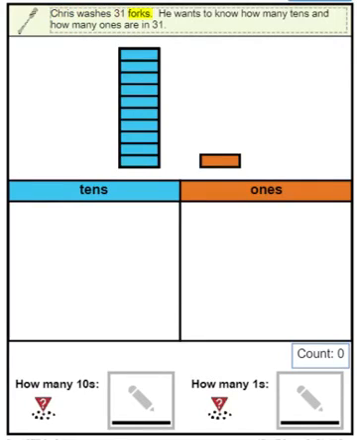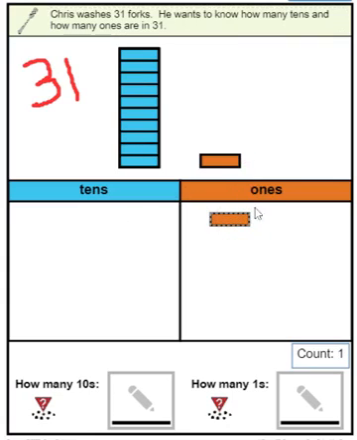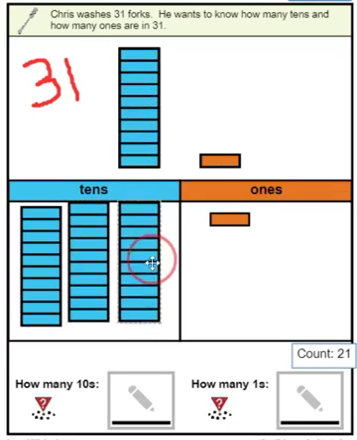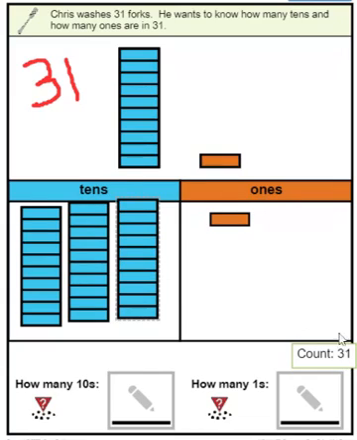Chris washes 31 forks. He wants to know how many tens and how many ones are in 31. Okay, so let's see our number 31. So I need to look at my ones place first. Here's the ones place on the right. I have 1. And then I look here at my tens place and I have 3 tens. You can see my number here, 31. 10, 20, 30 plus 1 is 31.